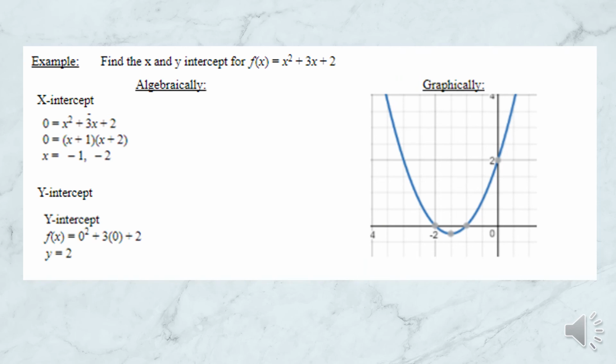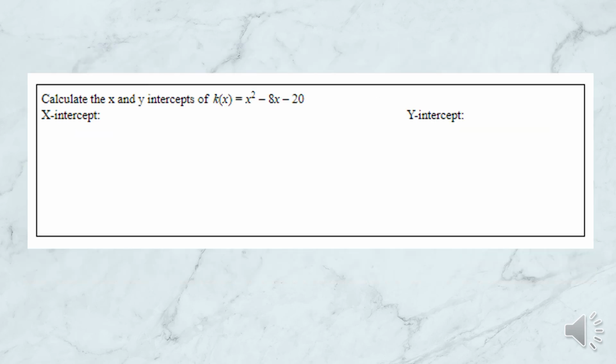Graphically, you can represent the x-intercepts as where it crosses the x-axis, and the y-intercept as where it crosses the y-axis. Here's another example to calculate the x-intercepts and the y-intercepts.